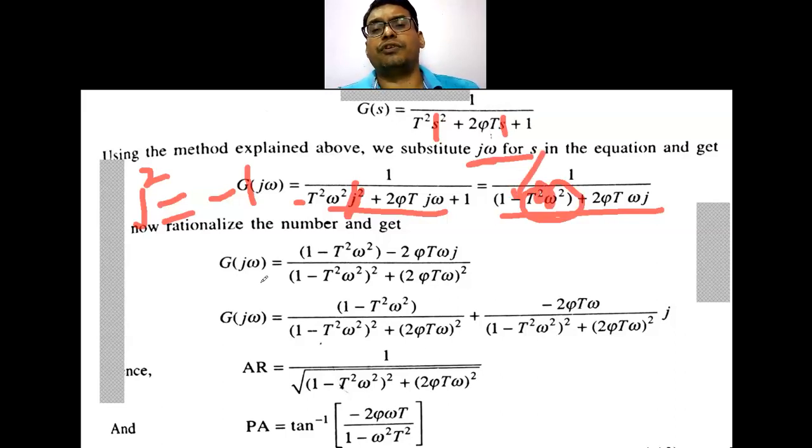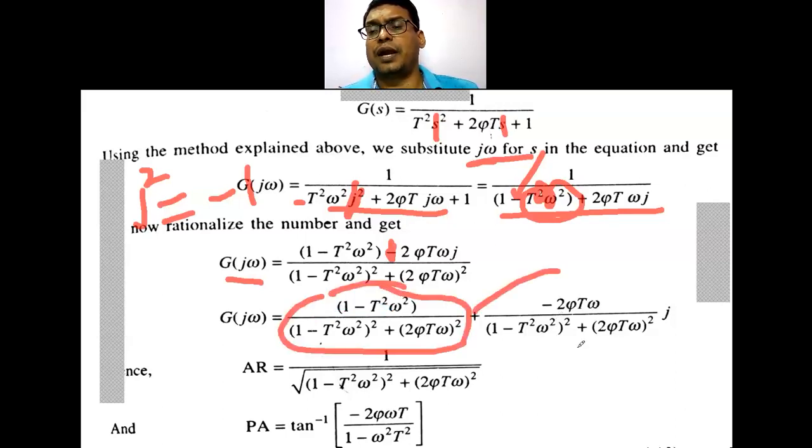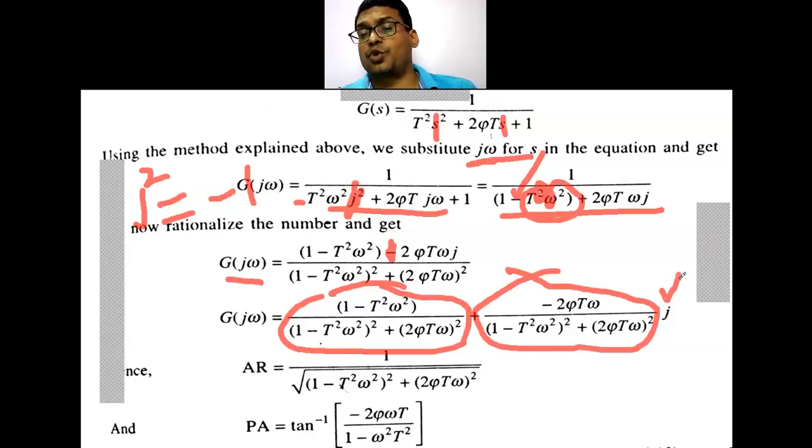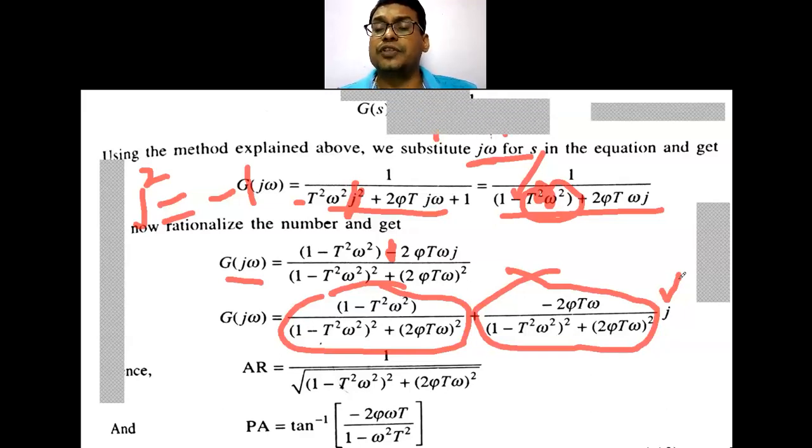So G of j omega in terms of a complex number, we are going to rationalize it, separating the real part and the imaginary part. So this is the imaginary part. Then the amplitude ratio is nothing but the under root of imaginary part square plus the real part square.